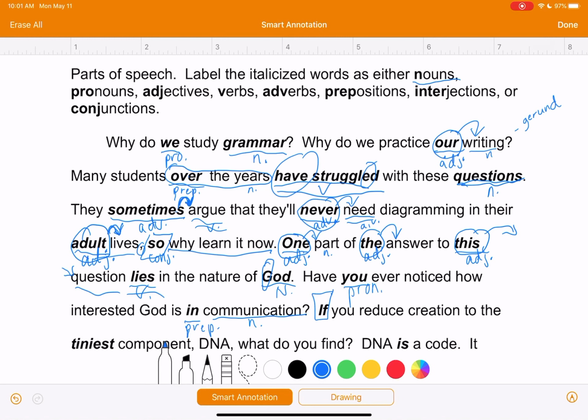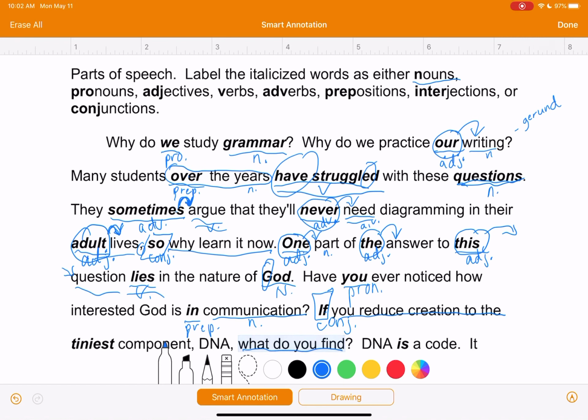Another one of these funny words, if, you memorized it in the subordinating conjunctions. This word if turns this clause into a dependent clause. If you reduce creation, it's a subordinating conjunction. All you have to list is this general term conjunction. It joins this clause to this clause.